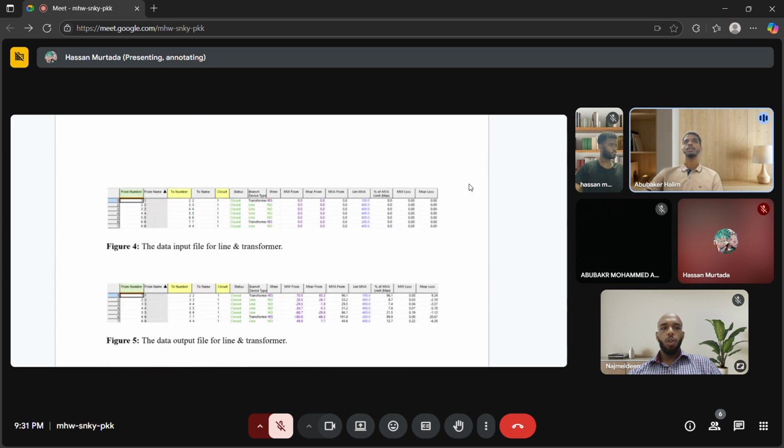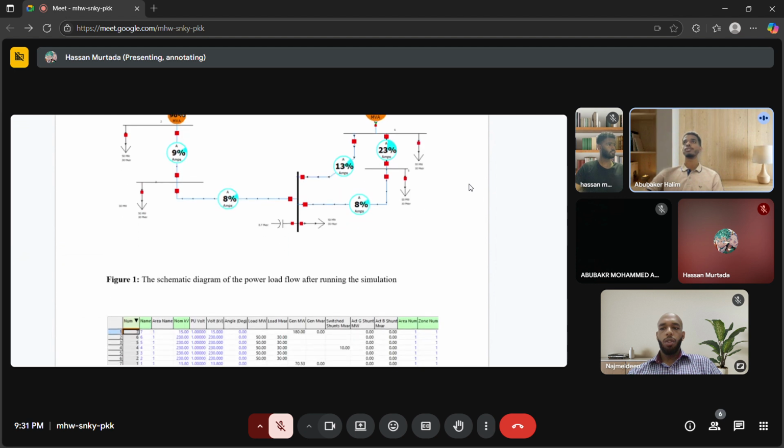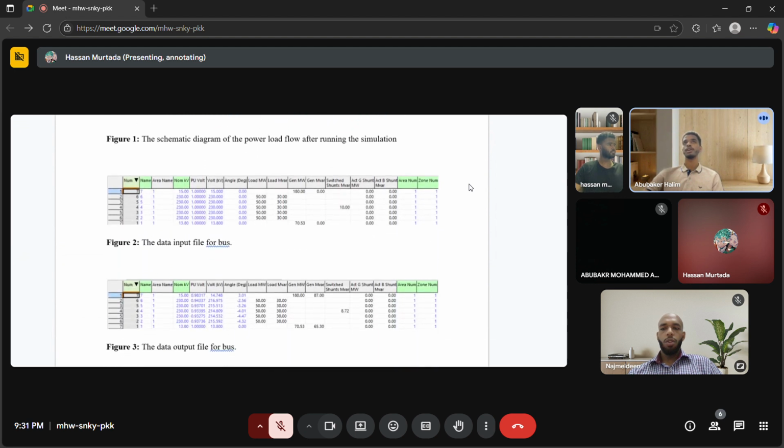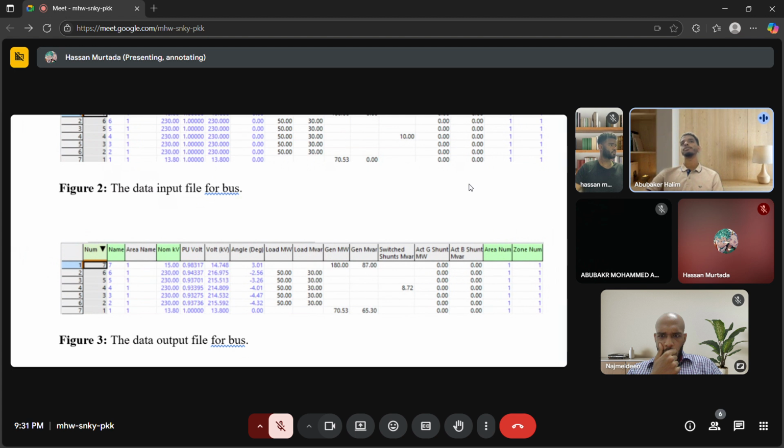Then we ran a flat start followed by Newton-Raphson. The solver converged quickly. This is our base case 1, and it represents the system under the initial uncompensated conditions. As shown here, the result showed that bus 7 had a voltage of 214 kV or 0.93395 per unit. This is just outside the acceptable operating range, typically plus or minus 5% of nominal, which makes it a concern.